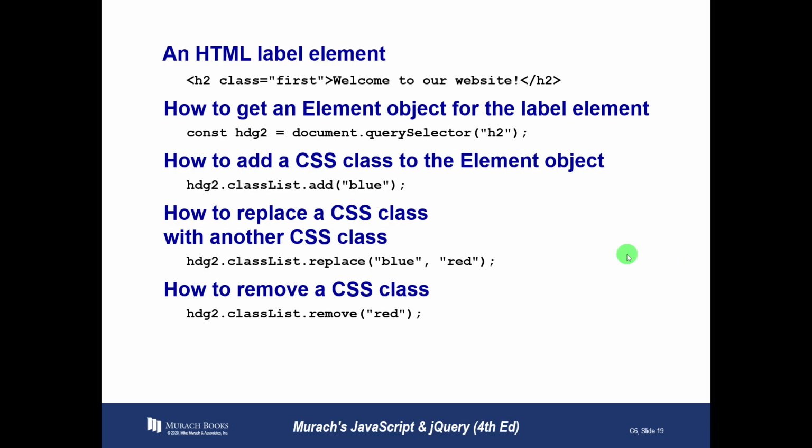So let's take a look at this. We have an H2 element that has a class applied to it. The class is first. And it says, welcome to our website. And that's the end of our H2. So we can do document query selector to pull out our H2 element. Okay, so now we have this H2 element stored in heading 2, this constant. And now what I can do is I can say heading2.classList add blue. So now our H2 will have class first and class blue applied to it.